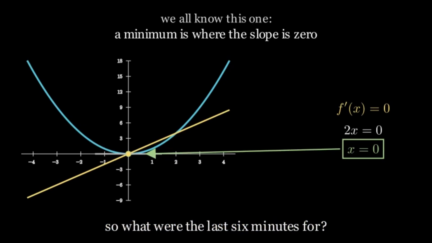Which raises a fair question: what were the last 10 minutes for? And the honest answer is that for this function, you would be completely right. Solving it directly is trivially easy, and gradient descent is a ridiculous way to do it. So why does the entire field run on gradient descent instead? 3 reasons. And notice that from here on, I can't draw any of them.